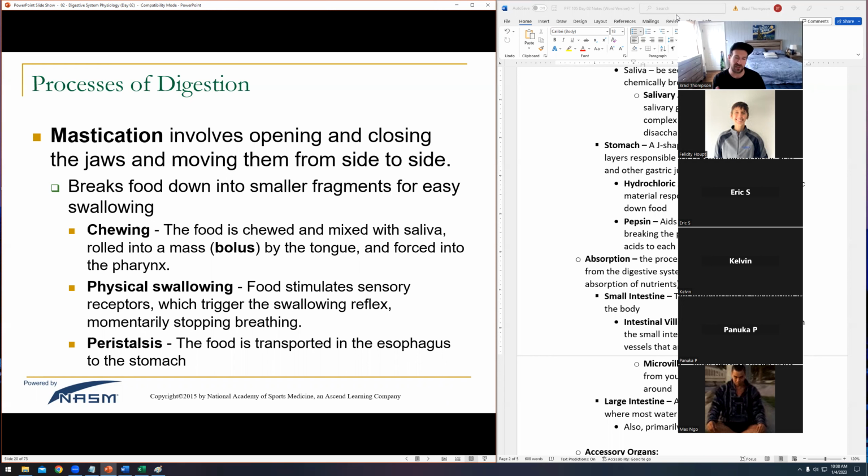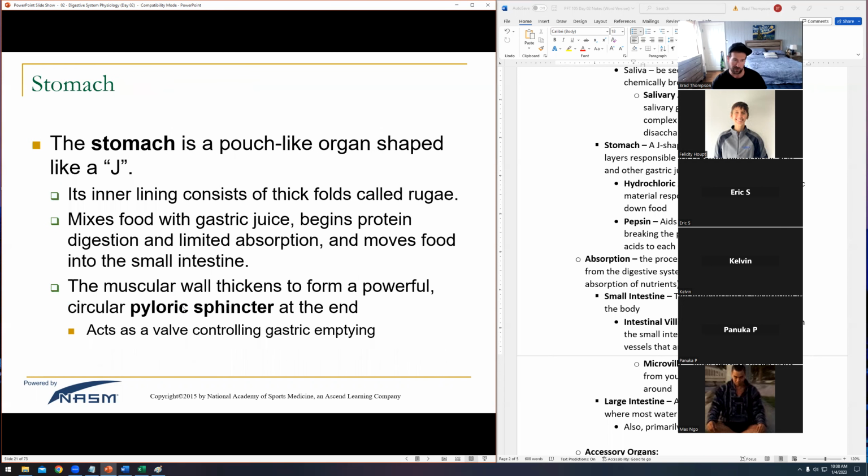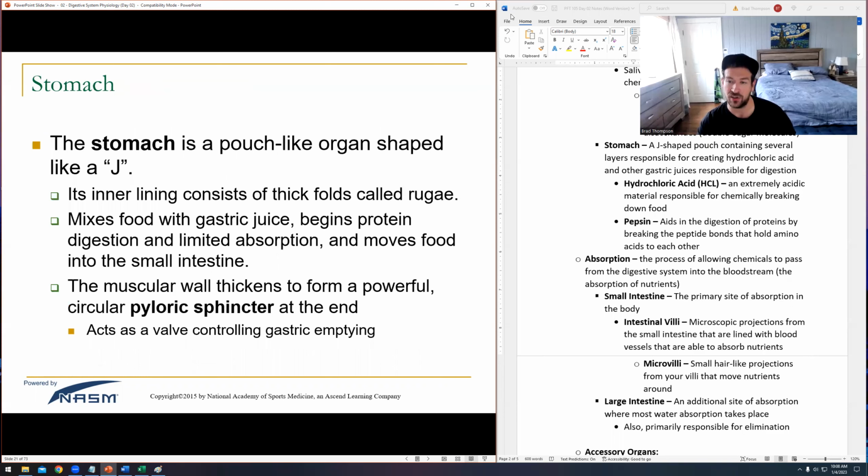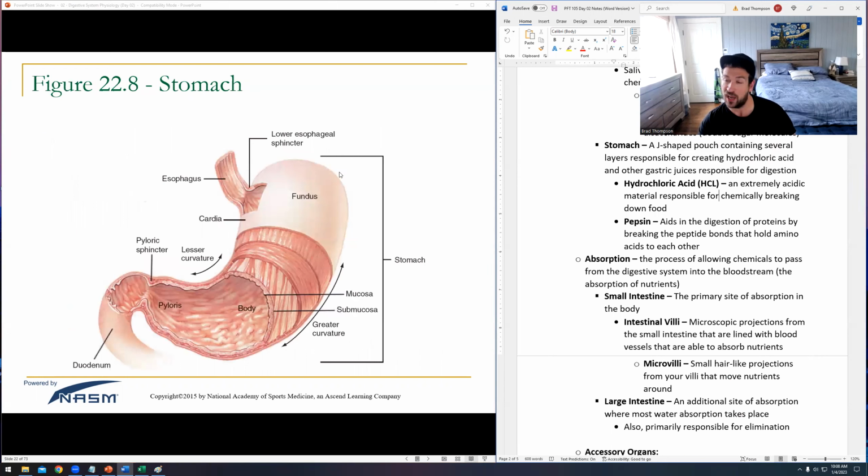Chewing, really, really important. Physical swallowing, really, really important. Peristalsis, that's going to move food from point A to point B. Now, eventually, it's going to land in your stomach. Your stomach is this kind of interesting shape. It's kind of like a big uppercase J, right? It's a J-shaped pouch, and it has a bunch of different layers.